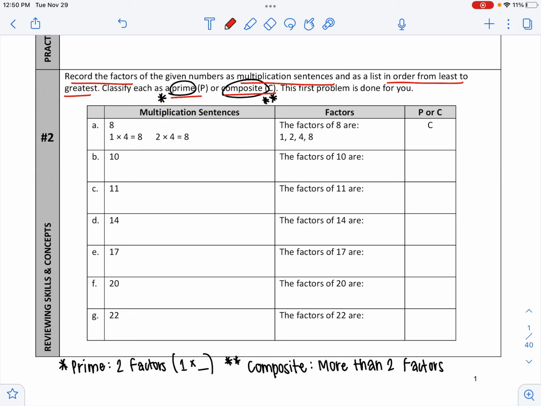If my product or number is 10, I know that I can multiply 1 times 10 and 2 times 5. I can list these factors from least to greatest, like 1, 2, 5, 10. I know that this is a composite number, so it needs a C, because there are more than 2 factors. If this were a number where there was only one pair of factors, for example, the only way we can multiply 11 is by 1 times 11, that would be a prime.